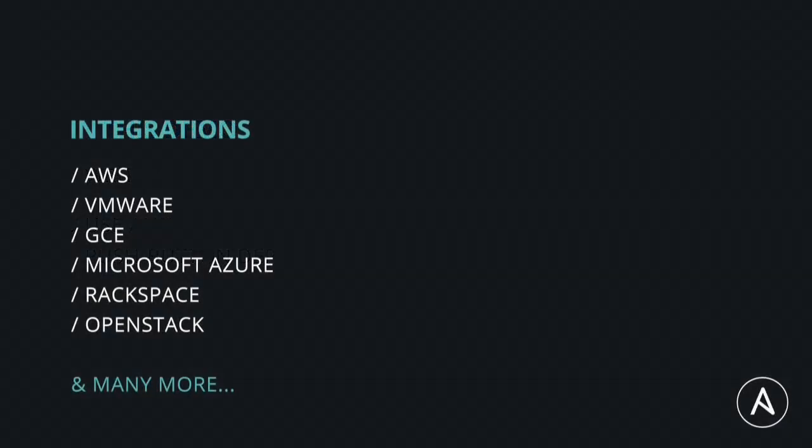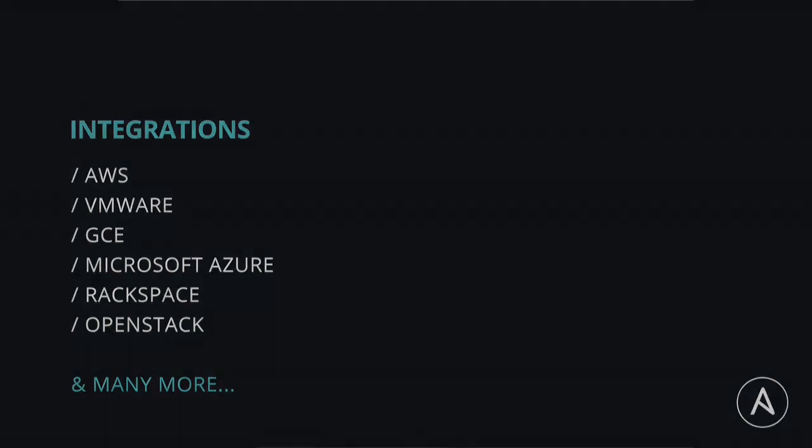Today we'll use Amazon Web Services as our cloud deployment target, but Ansible and Tower support a wide variety of public and private cloud platforms, including AWS, VMware, Google Compute Engine, Microsoft Azure, Rackspace, OpenStack, and many more.